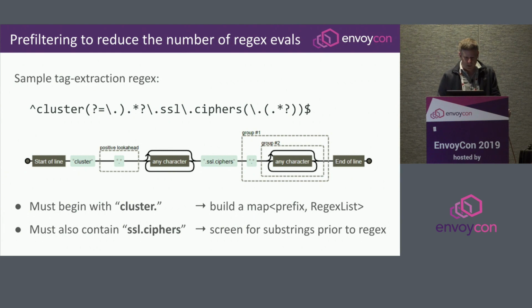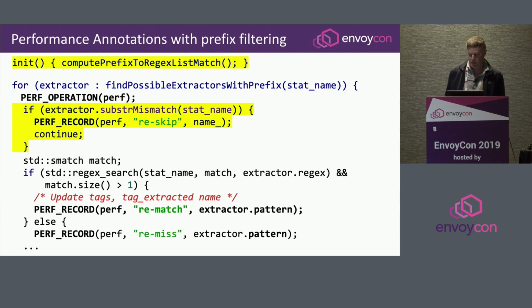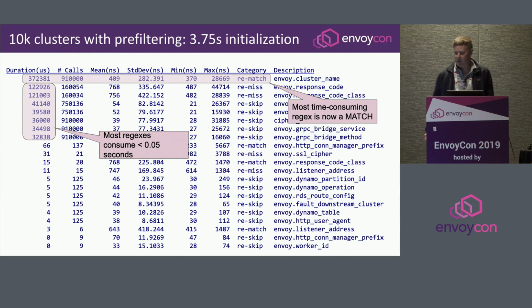And so when we re-annotate the code, we first of all have to split the system into an initialization phase where we build kind of a prefix match. So all of the regular expressions that might match cluster dot would be put into a list, and those are the only ones that we want to evaluate. And then we can also skip the regex eval when the required substring is not in there. So this brings up a very different story.